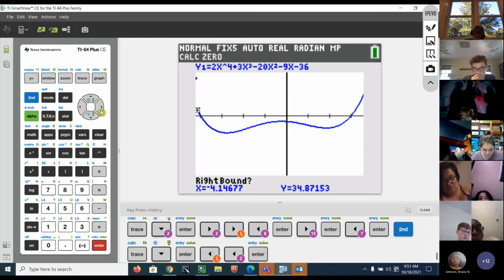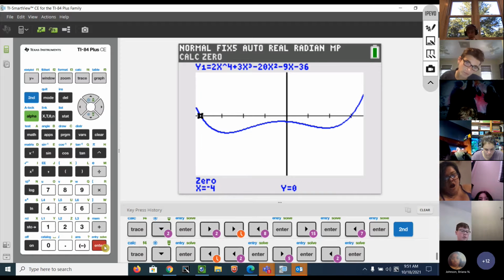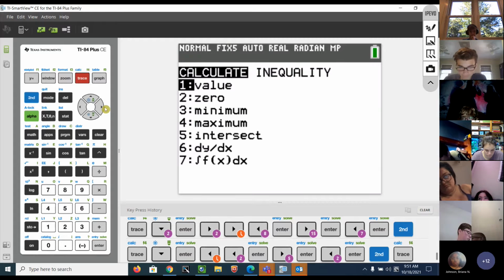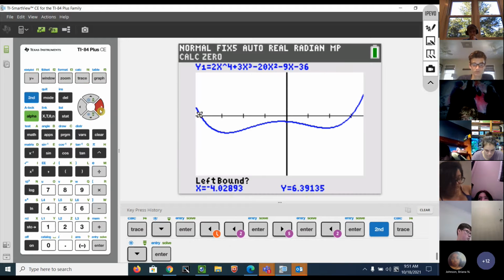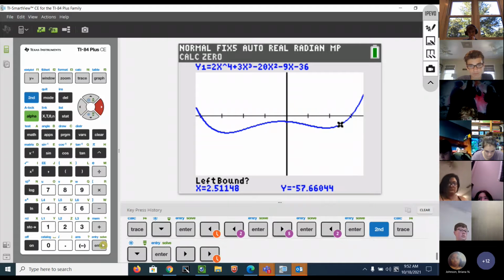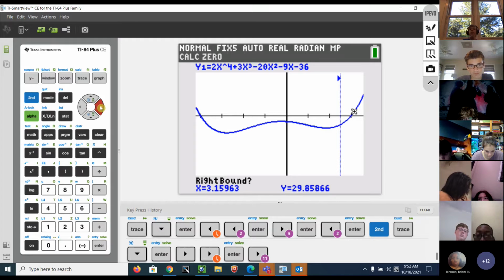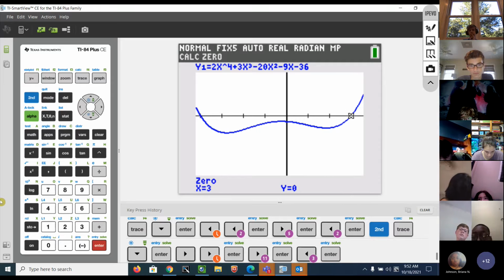There's my left. There's my right. And my guess is right about there. That's negative 4 and 0. And then the right, second trace, 0. Hold down and then hit the left one when it gets near it. There's my left. And there's my right. And there's my guess. 3 and 0. Well, I about had it right, didn't I?